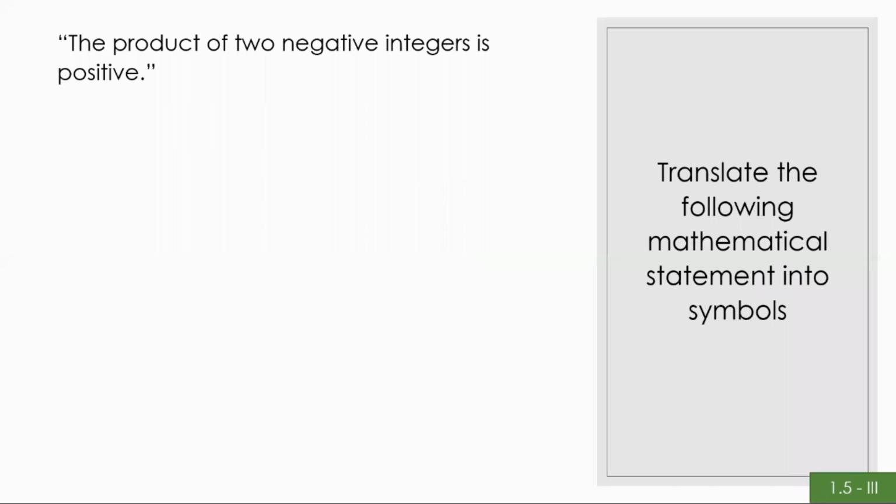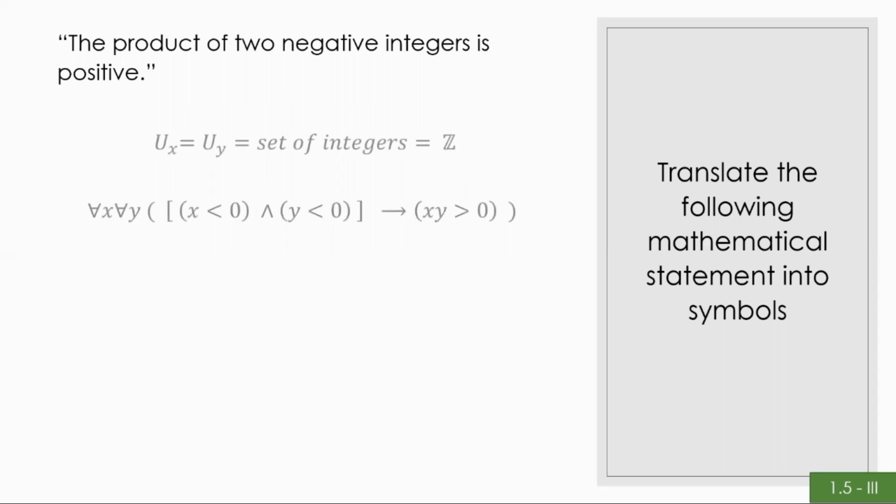So let's see if we can translate the following mathematical statement. Just take it and put it into some symbols, symbolize it. The product of two negative integers is positive. Since we're talking about integers, two of them, I'm going to pick two different variables, x and y. I'm going to say their domain is the set of integers. This is represented by a double-struck Z.